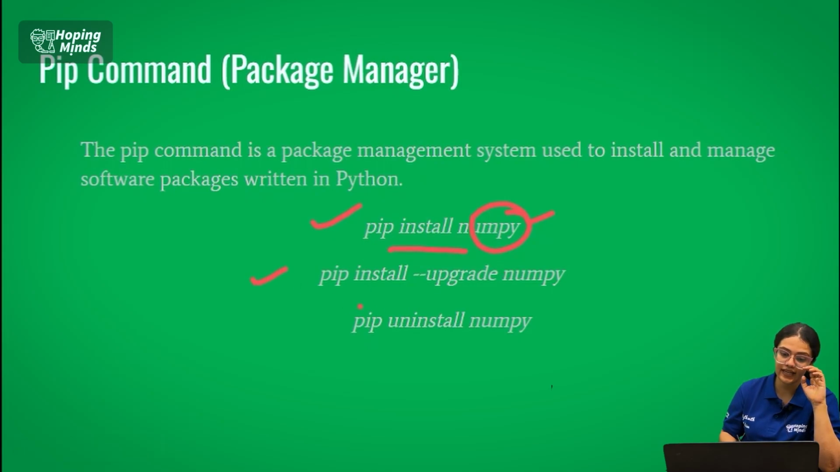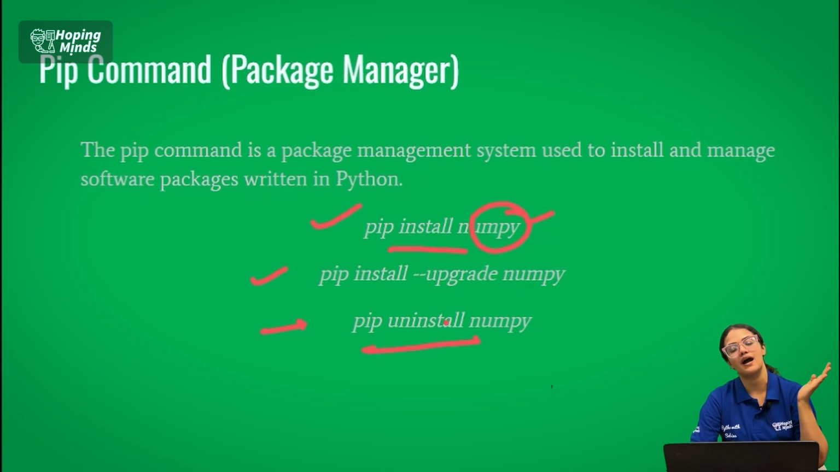In the second line, we have pip install --upgrade numpy. If you want to upgrade a package to its newer version, this is how you do it. Very easy. And the last one is if you want to uninstall a certain package: pip uninstall numpy. Again, I will show you practically how to do it, but for now just remember these are the basic pip commands, very basic.